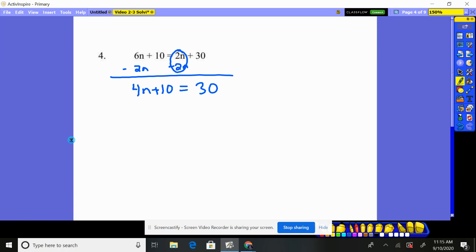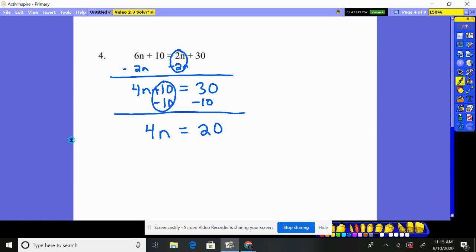So I need to get rid of that plus 10. It needs to move over with the 30. How do I get rid of adding 10? I'm going to take 10 away from both sides of the equation. Goes away here, leaves me with just my variable on the one side, which is what I wanted. 30 minus 10 is 20, number on the other.